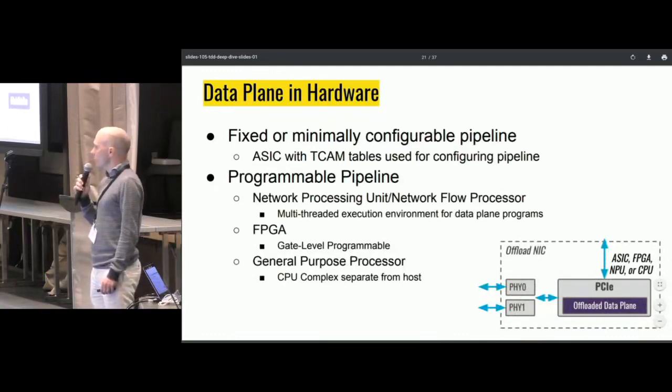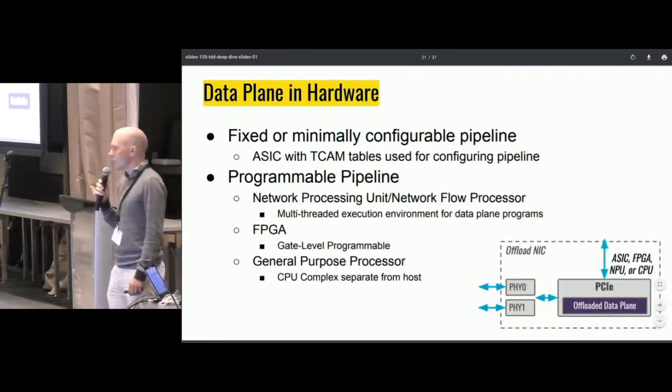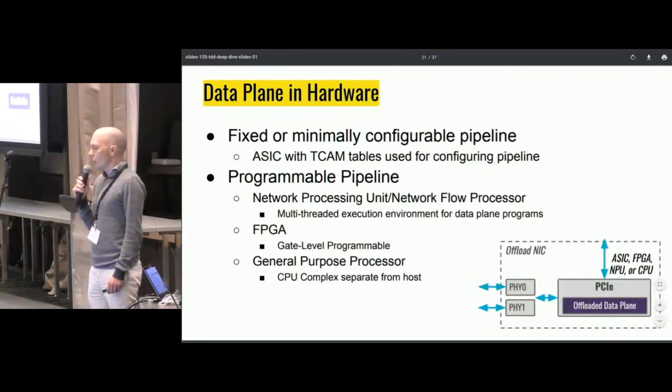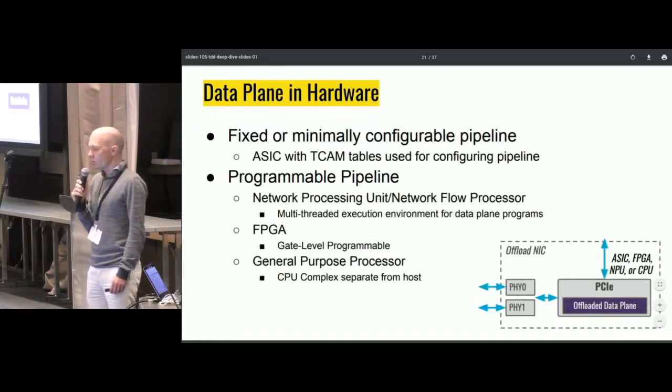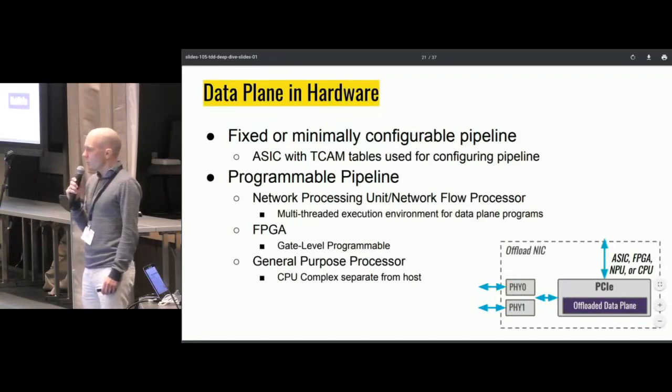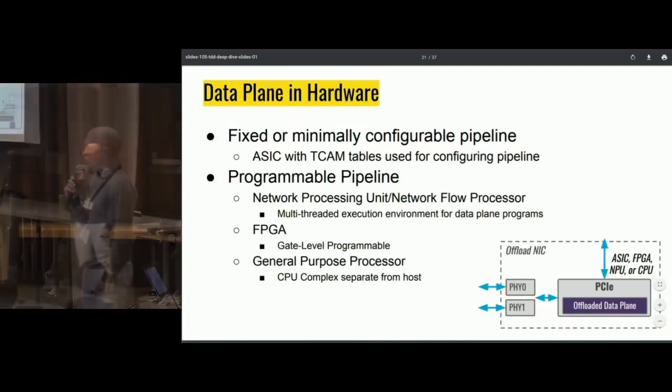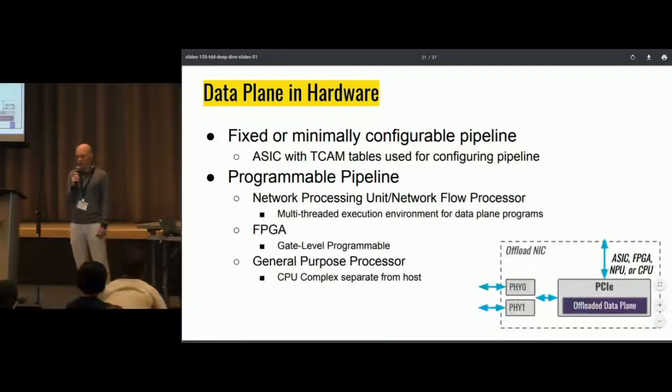So far, the NICs we've talked about fall in the first category, where you have a fixed data plane. This would be an ASIC that implements a pipeline in hardware. We can also use more programmable technologies, and these fall into three subcategories. We have semi-specialized processors called network flow processors, or NPUs, network processing units. This is a little bit similar to a general purpose processor, like a CPU in a server. You have instructions, it executes a program, and that program describes the pipeline.